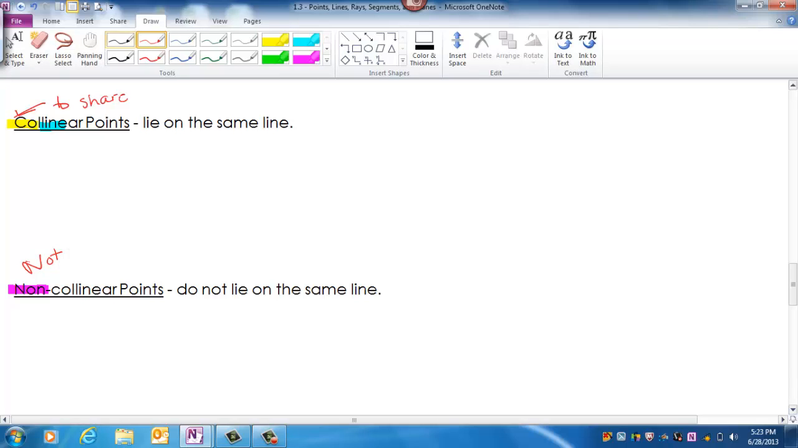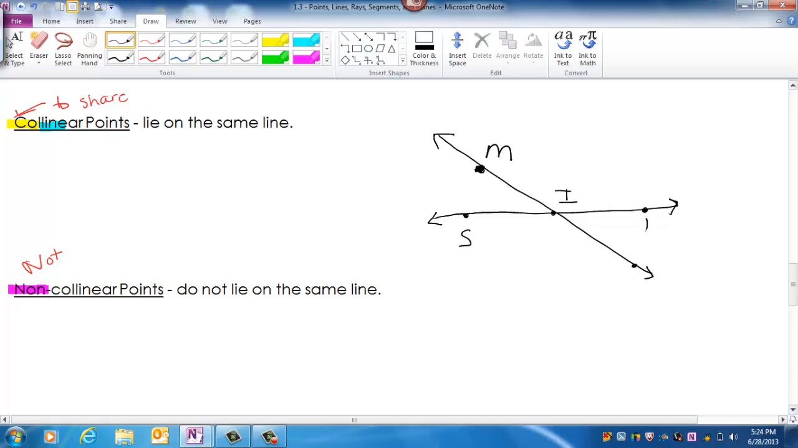So if I draw a line here off to the side, or maybe even a couple of lines, remember a line goes forever in both directions, so we'll put arrows on either end. Let's put another one on here. Okay, and then let's put some points on each of these lines. So this is point S, M, I, L, and E.